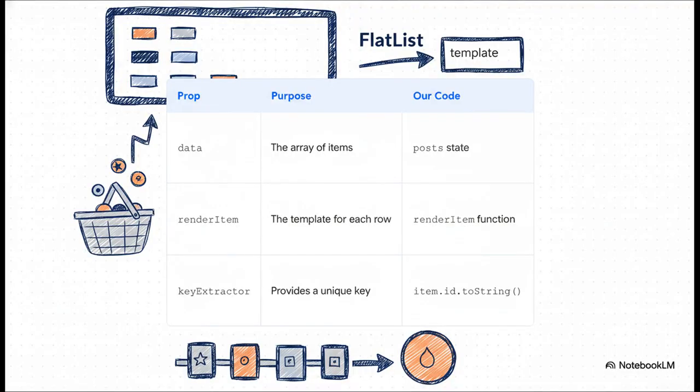And now we put it all together inside the Flatlist component. There are three props that are absolutely essential. First is data. That's easy, it's just our posts array from state. Second is renderItem, which is that blueprint function we just made. And third, keyExtractor. This one's really important. It just tells Flatlist how to find a unique ID for every single row. React uses this behind the scenes to keep track of everything and make updates super efficient.